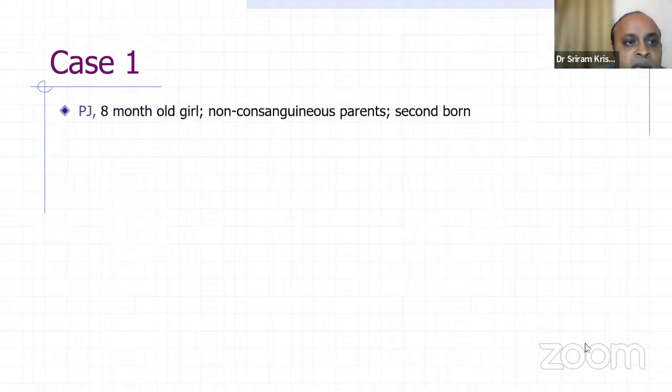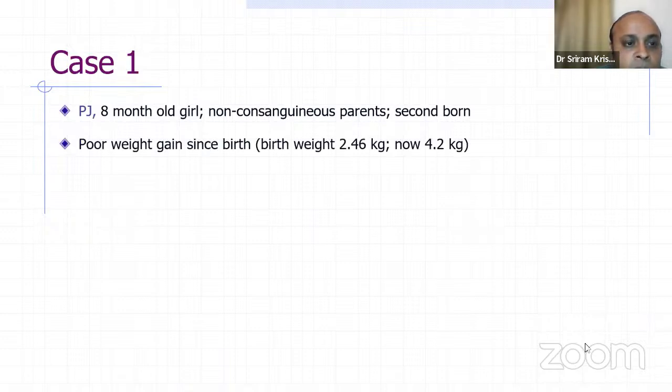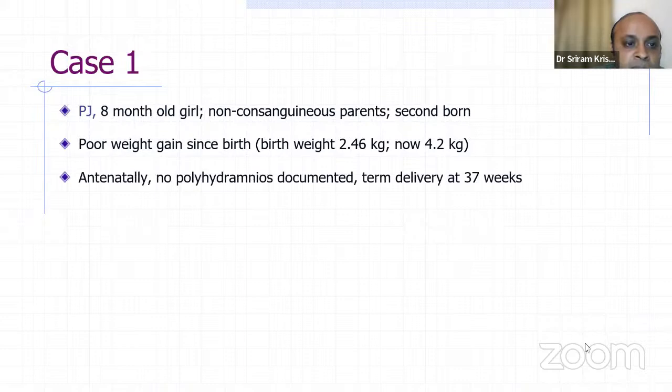So with this, let us see a series of case scenarios, which we have seen in our experience. And hopefully this will help us understand the varied phenotypical spectrum of Bartter syndrome. So case 1 is an 8-month-old girl who was born to non-consanguineous parents. She's the second born. There was a poor weight gain since birth. She was weighing 2.46 kilos at birth, but now she weighs only 4.2 kilos at 8 months.